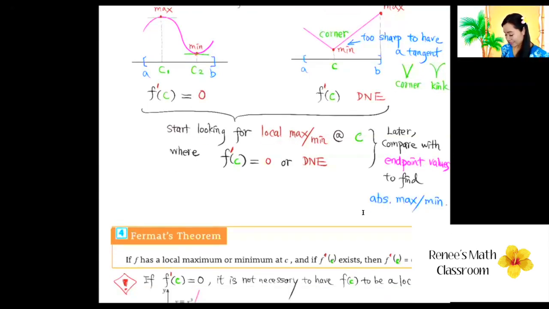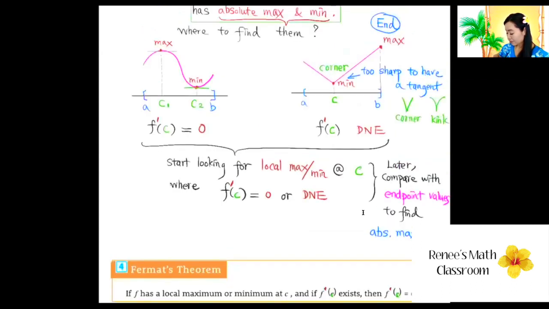All right, so do you get the idea? We first find potential local max and local min at these two places, and then later we're going to compare those function values with the endpoint values to find the absolute max and absolute min.